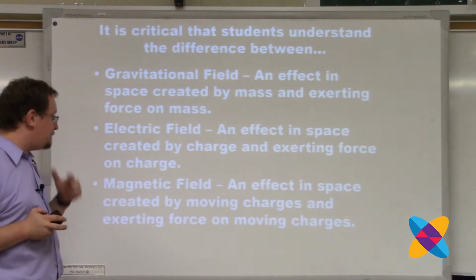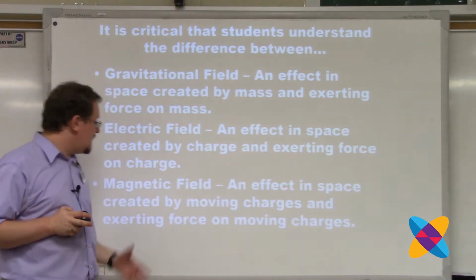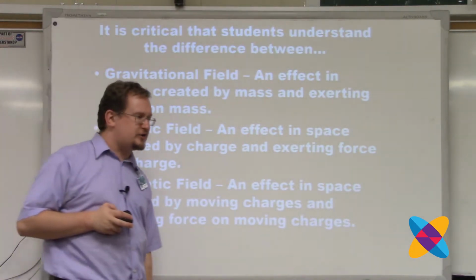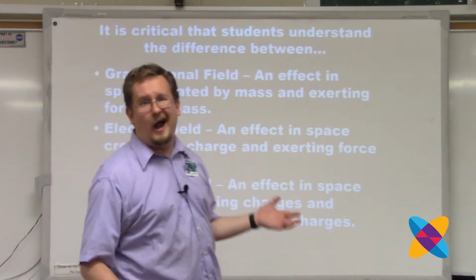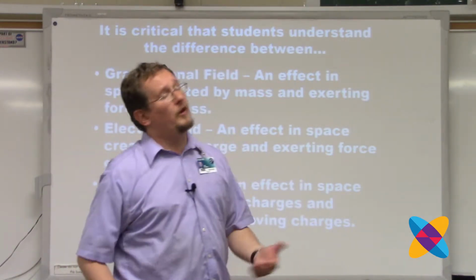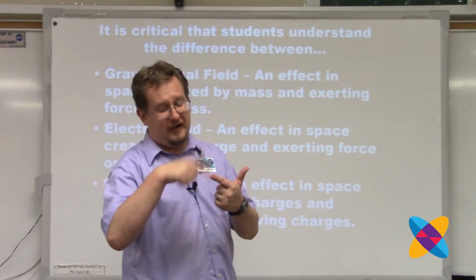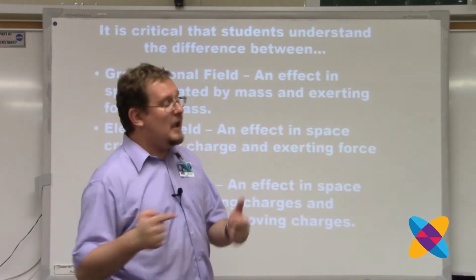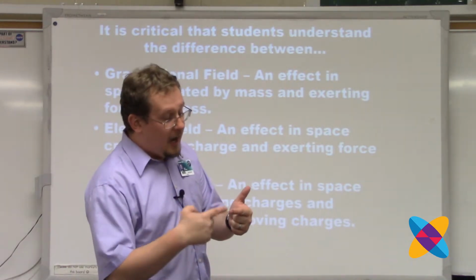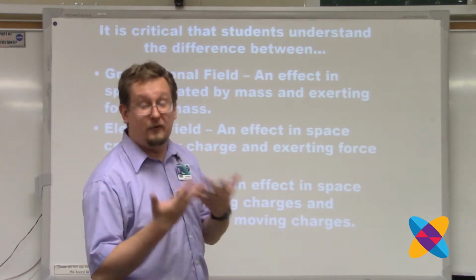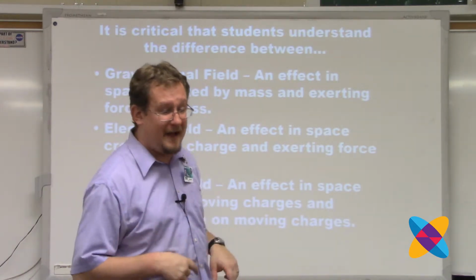A magnetic field is created by moving charges and exerts force on other moving charges. Well, what about a bar magnet? What about iron? What about ferromagnetic materials? Well, the moving charges are the electrons that are in little orbits in the iron atom, and those moving charges, as they circle, are the moving charges that create and are affected by magnetic fields.